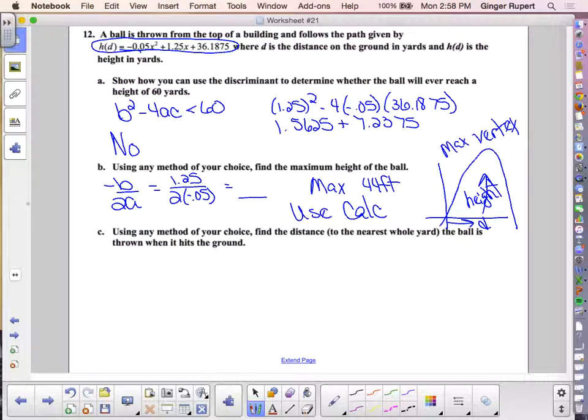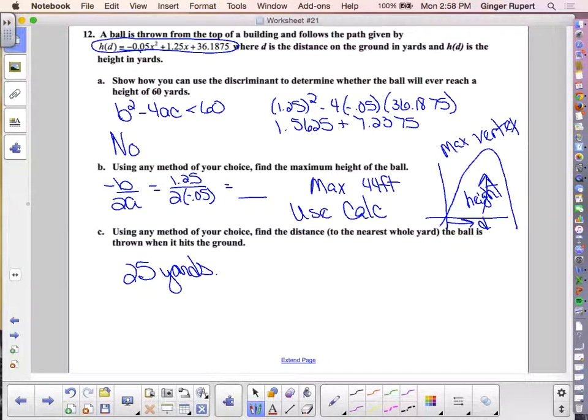Number or letter C, using any method of your choice, find the distance to the nearest whole yard the ball is thrown when it hits the ground. Again, you can use your calculator to do this, and that distance would be 25 yards.